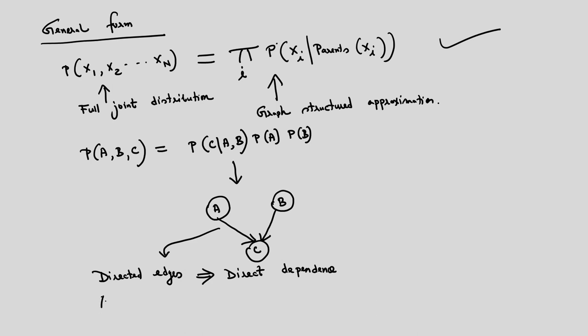And suppose there are no edges, or I can write absence of an edge, that is the conditional independence. So, here you can see, if I consider A and B, there are no edges, and actually A and B are independent. But if I consider C, C depends on A and also it depends on B. So, move to the next slide.